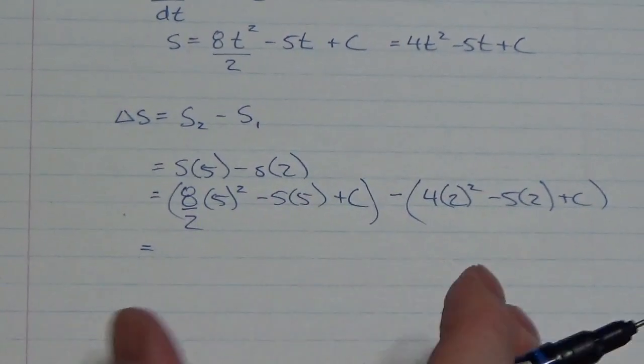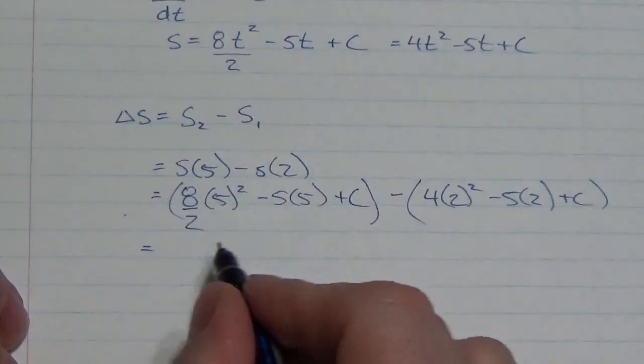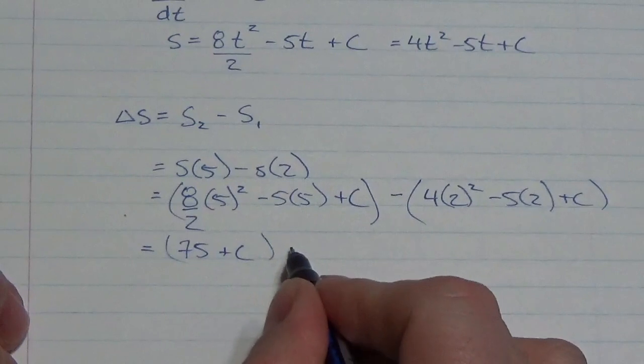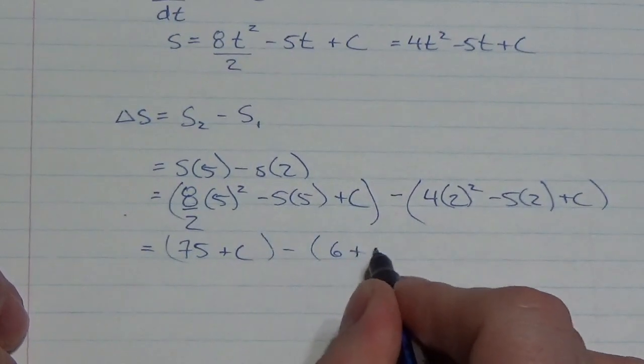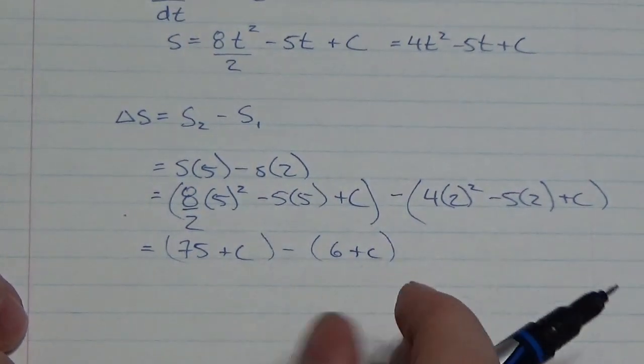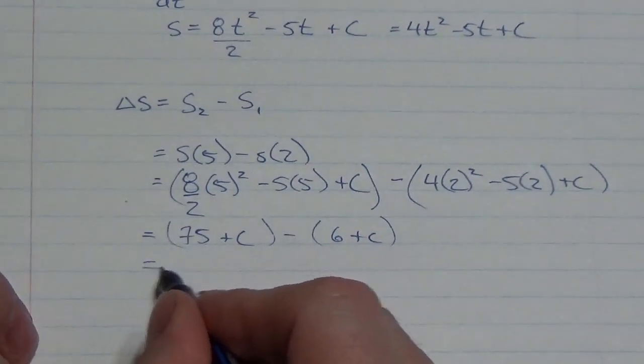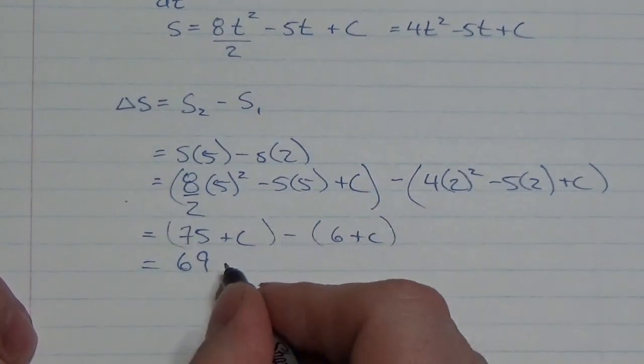Now, when you put this all together, this is going to end up becoming 75 plus c. Then we're going to subtract 6 plus c. When that negative goes through, this c is going to be negative, this one's going to be positive, and so when I put those together, they're going to cancel each other out, and I'm simply going to be left with 69 centimeters.